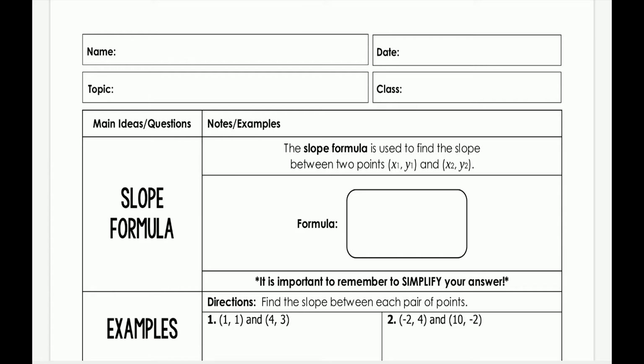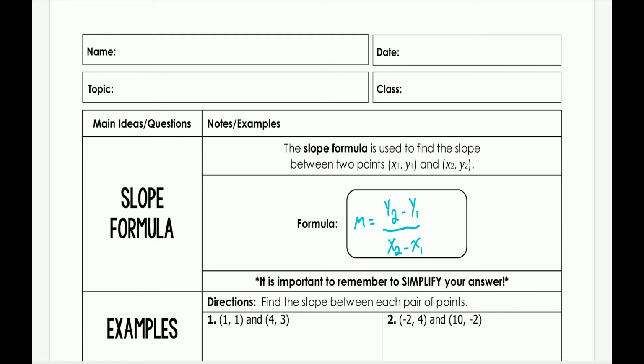In this packet, we're talking about the slope formula. The slope formula is used to find the slope between 2 points, x1, y1, and x2, y2. The formula is as follows: m is equal to y2 minus y1 over x2 minus x1. This formula tells me that we're looking at the change in the y direction over the change in the x direction.